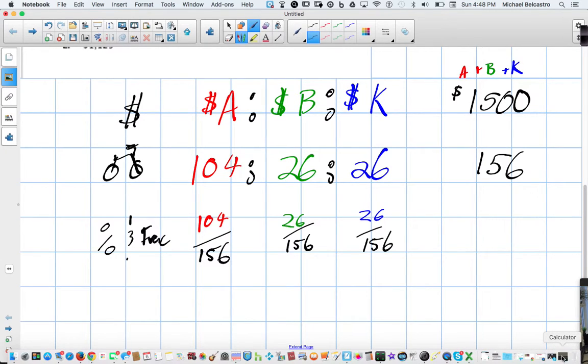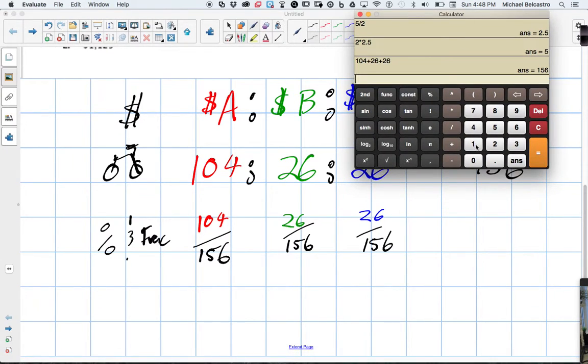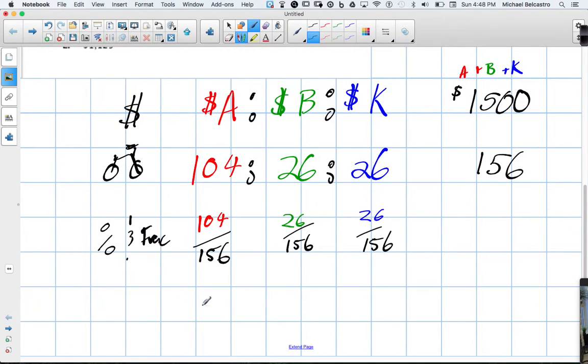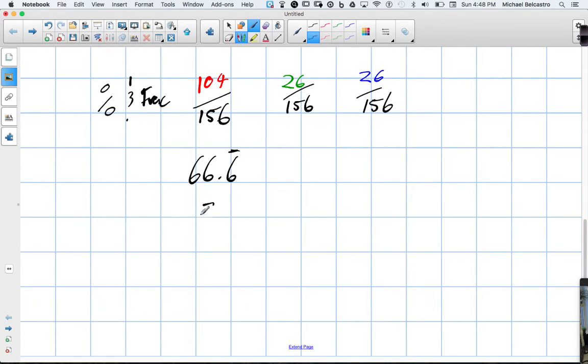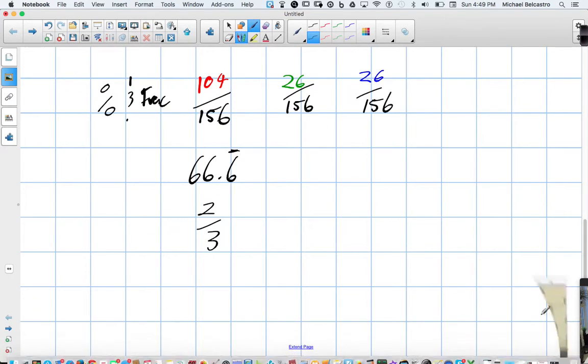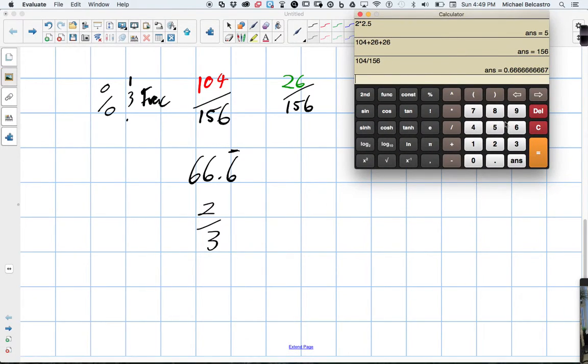So let's bring out my lovely calculator again. We have 104 divided by 156. That is essentially a fraction of 2 over 3, so I'm going to reduce that fraction. The percentage is 66.6 repeated, which is 2 over 3. And what that means is that's 2/3.